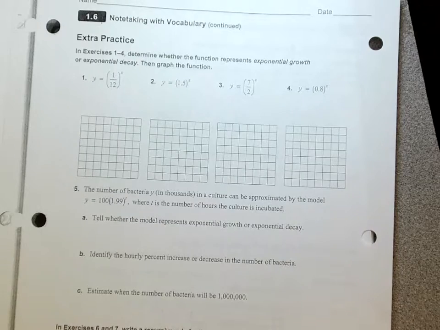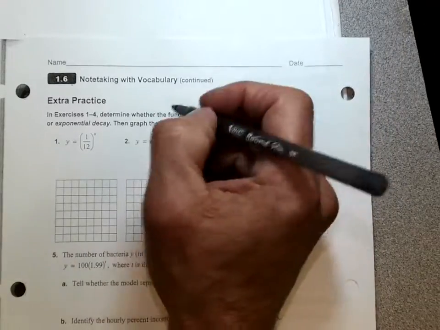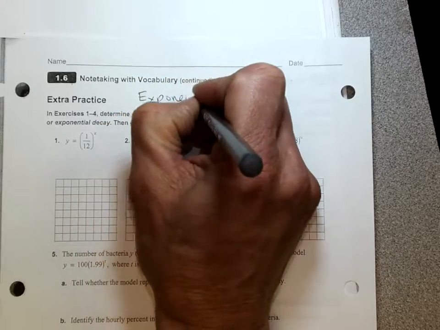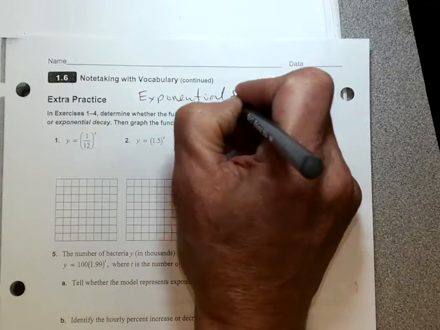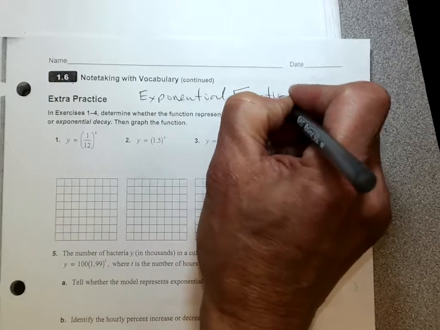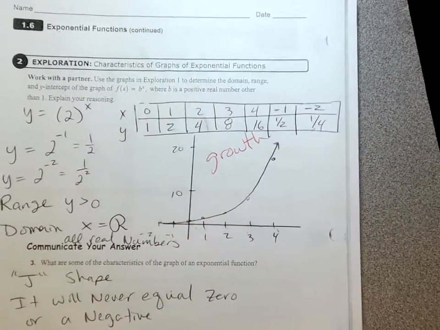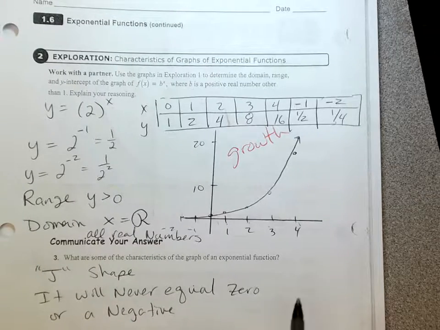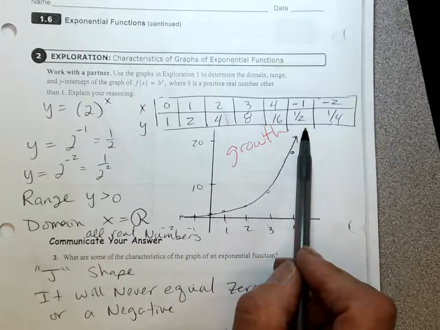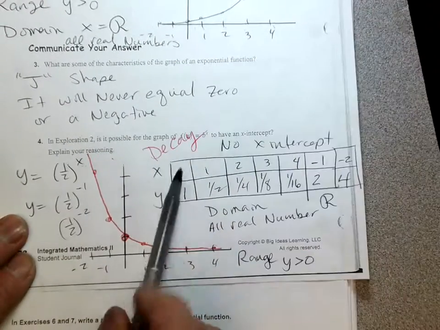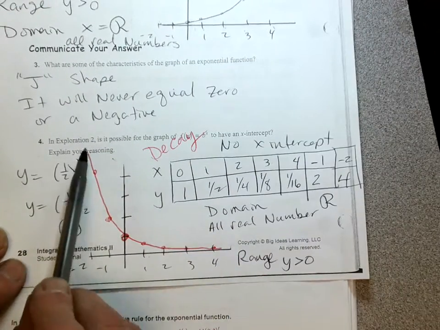So really what we're talking about today are exponential functions, okay? In our first set of notes, we looked at these. We've seen this stuff before. Here's growth, this is y equals 2 to the x, and we've seen decay, this is y equals (1/2) to the x.